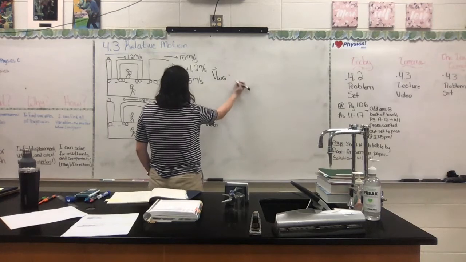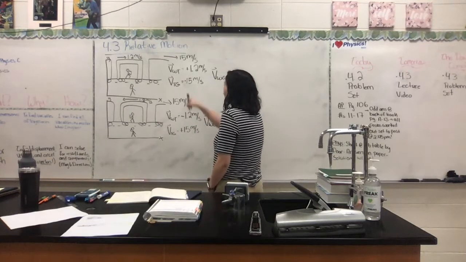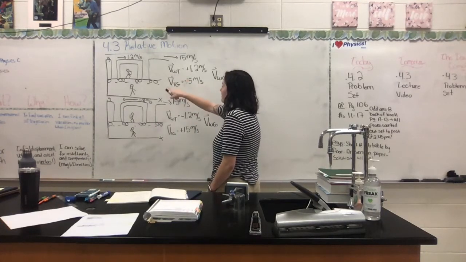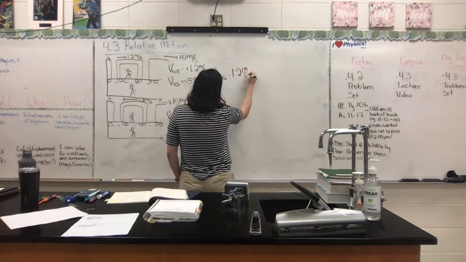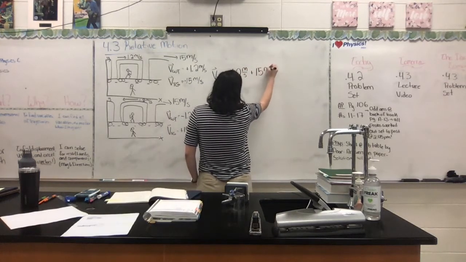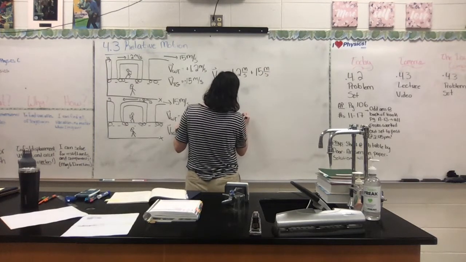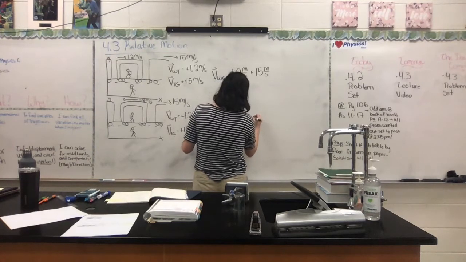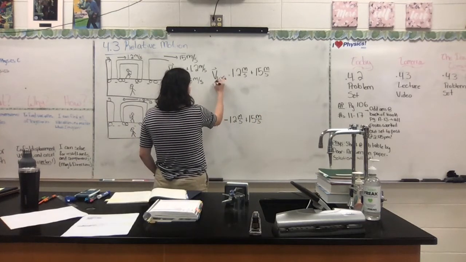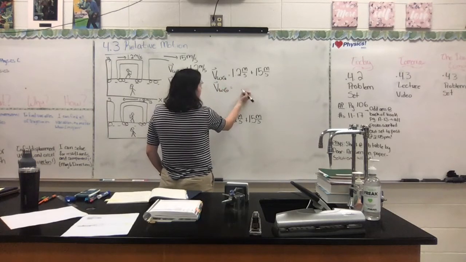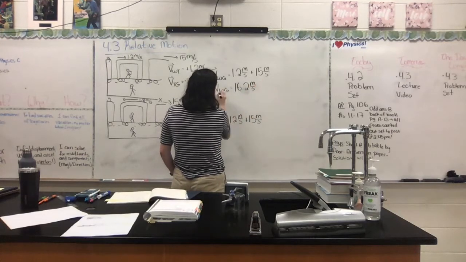How we're going to find that is that we're actually going to add these velocities together. So we're going to add the velocity of the worker in the train to the velocity of the train to the ground. So here we'll have 1.2 meters per second plus 15 meters per second. And down here, we'll have negative 1.2 meters per second plus 15 meters per second, okay? So in this first scenario, the velocity of the worker to the ground is going to be a positive 16.2 meters per second, okay?